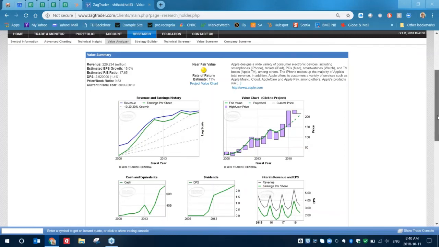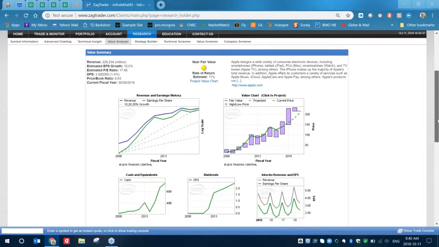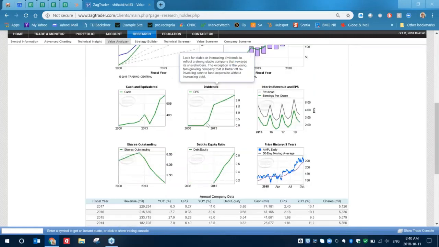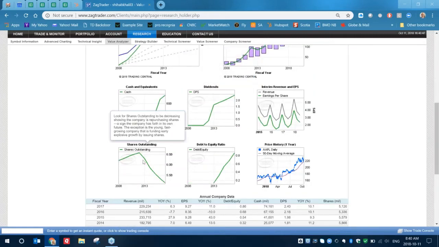And again, we can look at things like cash on hand. Apple has tons of cash. It pays a dividend, and in fact has been raising its dividend since 2012. The number of shares outstanding, look at this. Apple has actually taken over 1.5 billion shares out of circulation since 2012. There's 1.5 billion less shares of Apple out there now than there was in 2012. And that is actually good, because it concentrates the equity and concentrates the earnings in fewer and fewer hands.